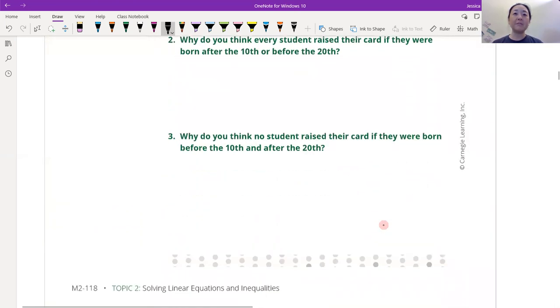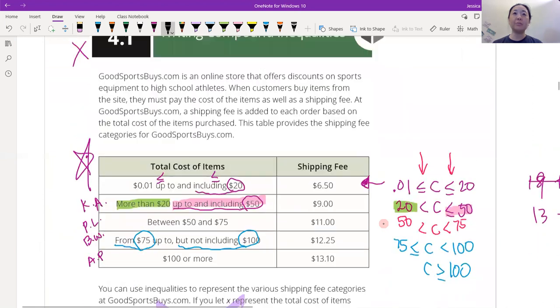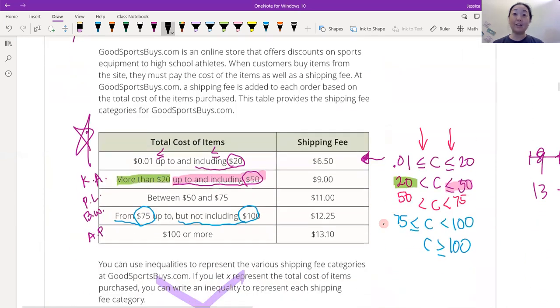So we're going to skip this page right here. We're going to go right into page 119. So in your book, you're on 119. You're doing this with me. I'm not just doing it by myself because that's sad days.